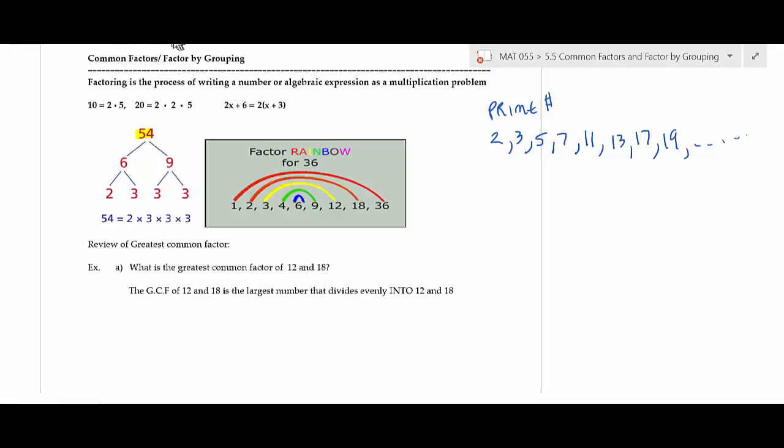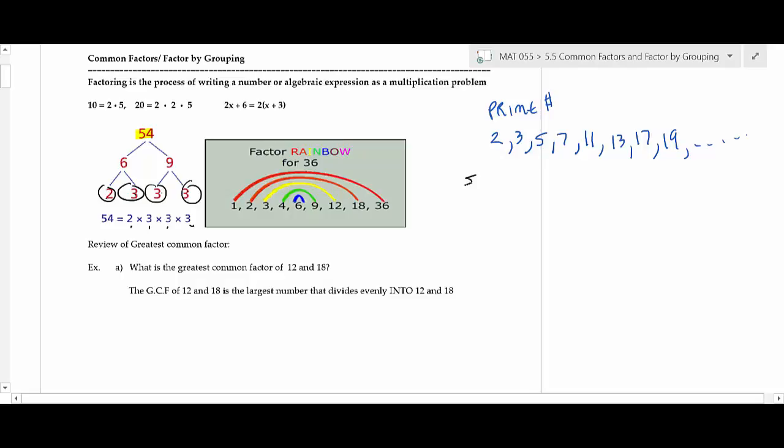And this factor tree, what I'm doing is I just started off by saying 9 times 6. I just find 2 numbers that multiply to give 54. Then I can break the 6 into 2 and 3, and see those are prime numbers. And I can break the 9 into 3 times 3, and those are prime numbers. So it turns out that 54 is the same as 2 times 3 times 3 times 3.